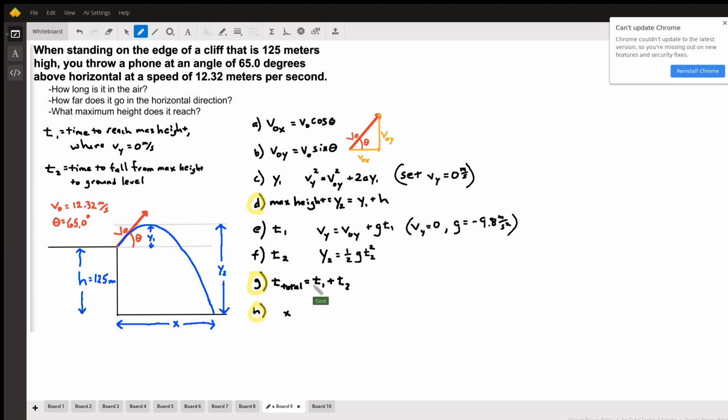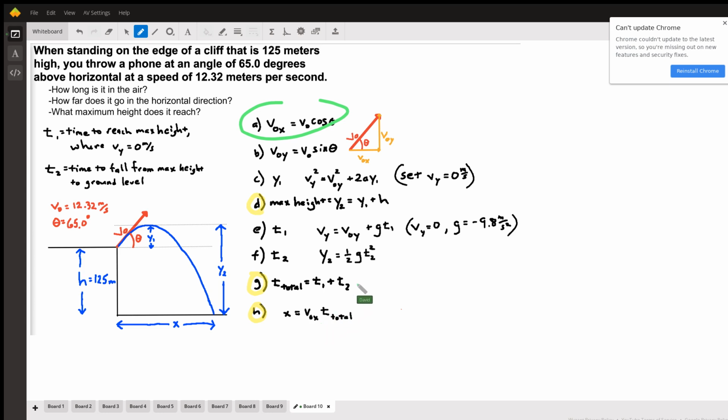Total, you just add the 2 of them. All right, there's your answer for this question, how long is it in the air? And then finally, to get the range, well, we know how long it's been in the air. During that whole time, it's traveling horizontally at this speed here. So we're going to multiply the 2 when we get the range.